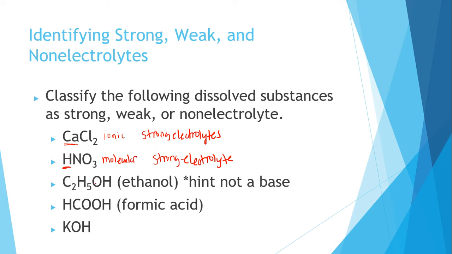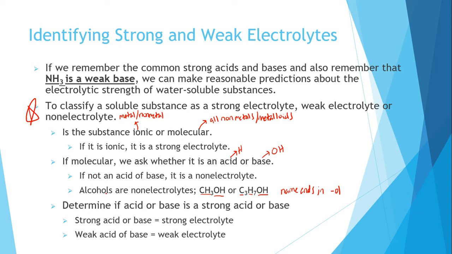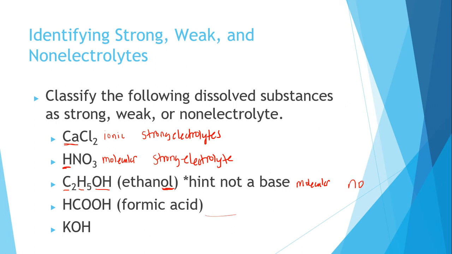Here we have C2H5OH. We have to ask ourselves, is this ionic or molecular? We're going to see that this is molecular. So we know that it's not right off the bat a strong electrolyte. But we then have to ask ourselves, is it an acid or a base? I gave you a hint, it's not a base. And remember what I told you, carbon and hydrogen with an OH group is not going to be a base. These are alcohols. They end in OLs. So if we look back at our chart, alcohols are non-electrolytes. So we can immediately classify this as a non-electrolyte.